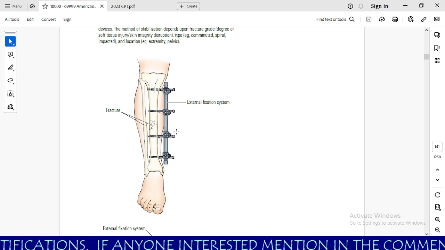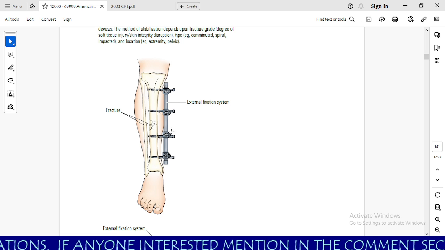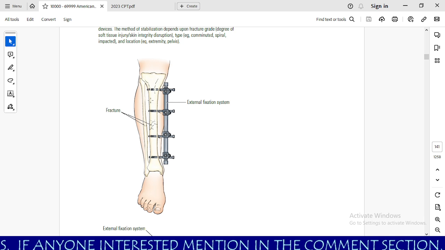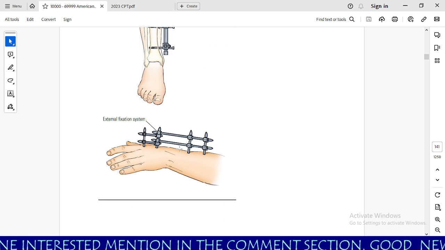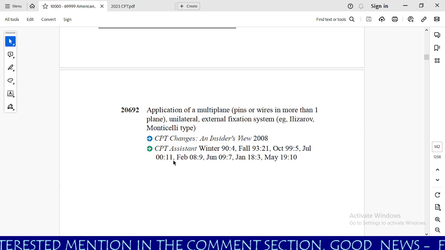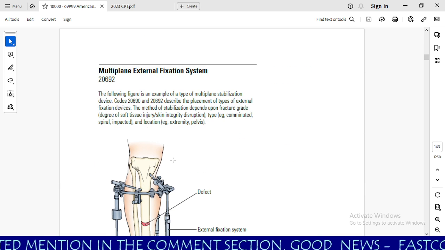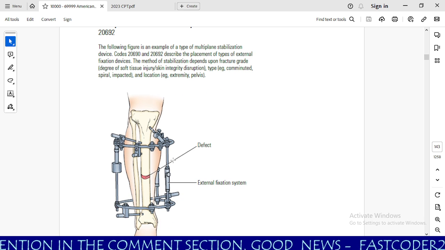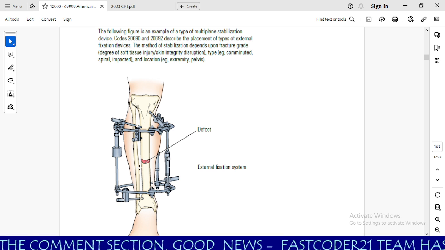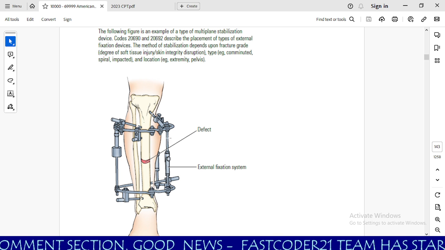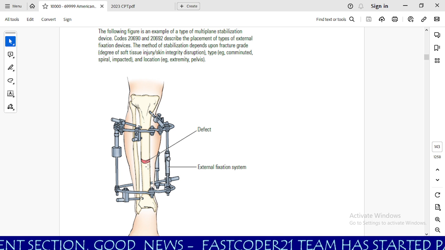If you see here, this is the uniplanar external fixation device. Only one side of the fracture site, the physician has applied the external fixation system. If you see here, we have multiple sides. This is a multiplanar external fixation system. Okay, this is the fracture. So our defect. So these are the external fixation systems.